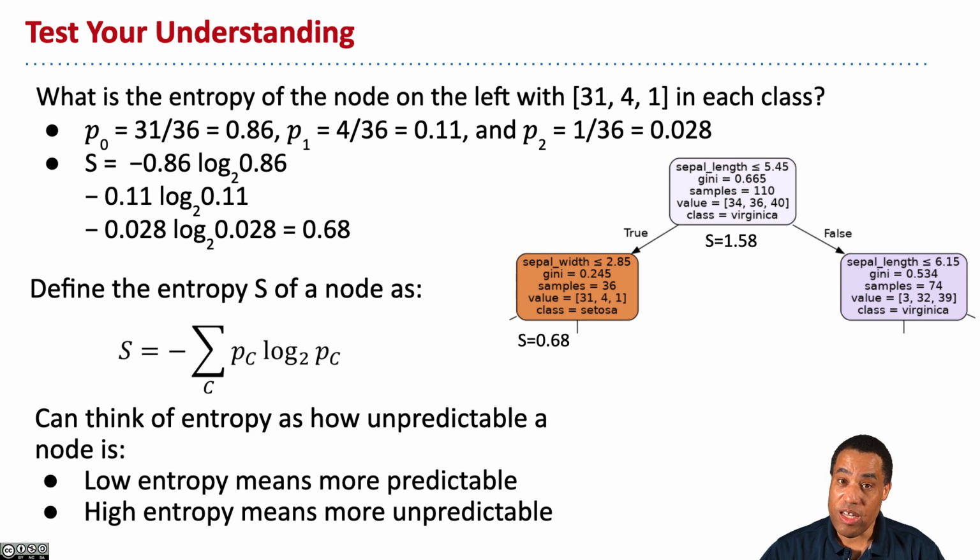So again, we can think of the entropy as how predictable or unpredictable our node is. If we have low entropy, that means our node is more predictable. If we have high entropy, it means our node is more unpredictable. So we want low entropy. So we start with entropy 1.58. With this split, on the left, we've dropped our entropy down to 0.68. So we've added more predictability.